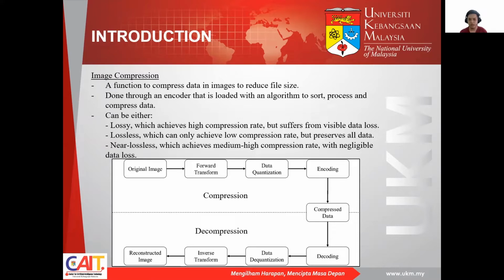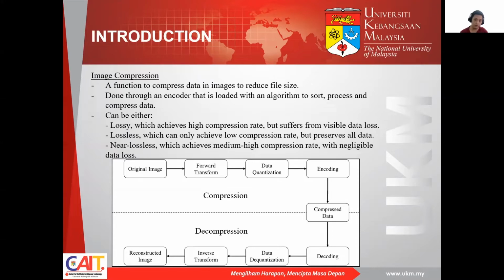And so underneath there, I've included a sample of how the general compression flow works, whereby first there is an original image that's loaded, and then a forward transform algorithm is applied. And then once the algorithm is applied and data is modified, the data is then quantized and encoded by the encoder so that we can get the compressed data.